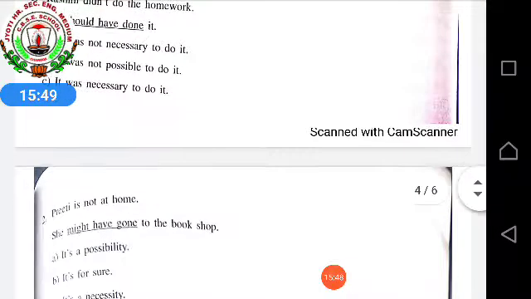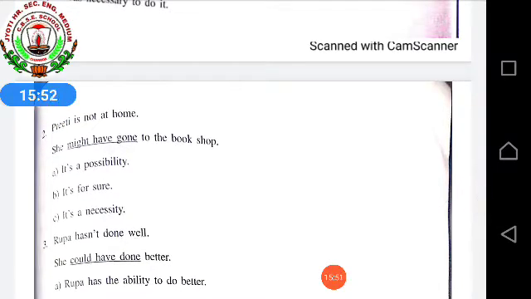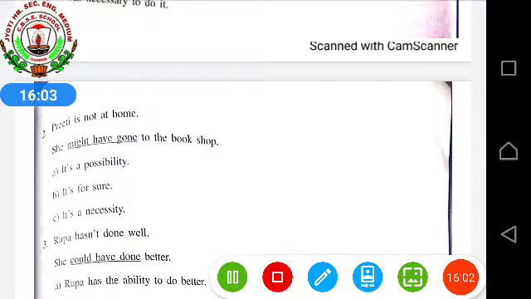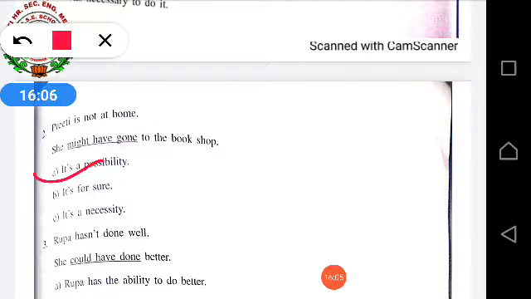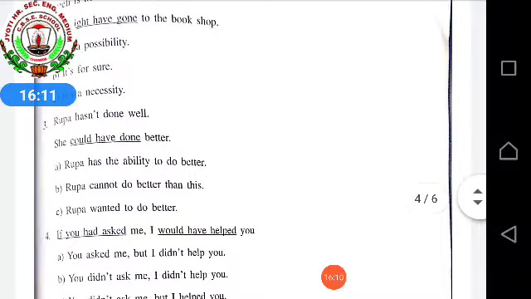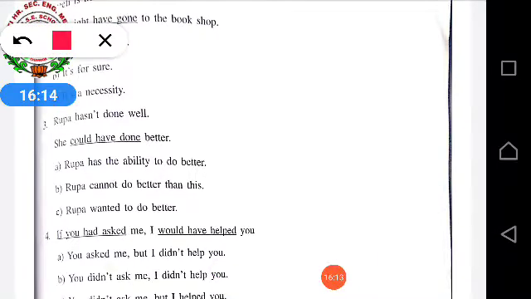Like the second one, next page. Preeti is not at home. She might have gone to the bookshop. So what it is? It's a possibility, it's for sure, it's a necessity. It's a possibility because nobody is sure whether she has gone to bookshop or not. Next, Rupa hasn't done well. So she could have done better. So what will be the answer? Rupa has the ability to do better, or Rupa cannot do better than this, or Rupa wanted to do better. So it will be Rupa has the ability because it is given she could have done better. So she has the ability to do better.